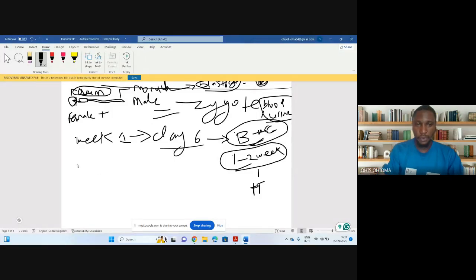And then by week 2, that is when you have the formation of the bilaminar disc. It becomes the epiblast and the hypoblast, right? And then week 3 is where you have the trilaminar disc.